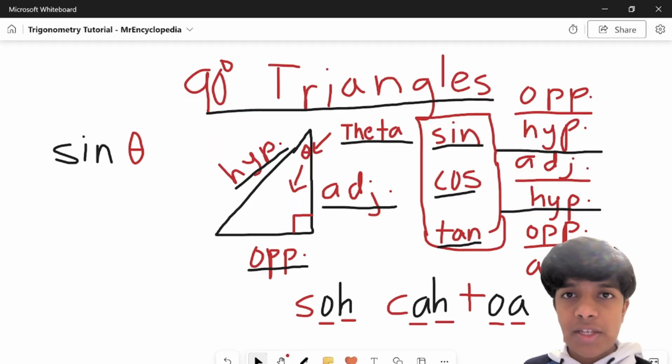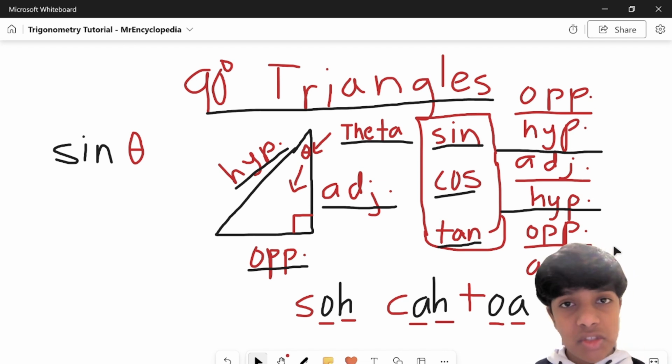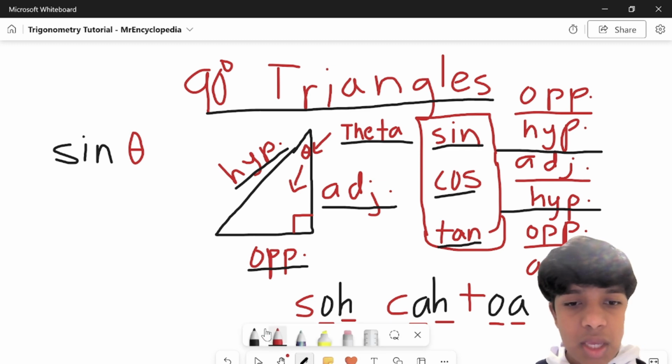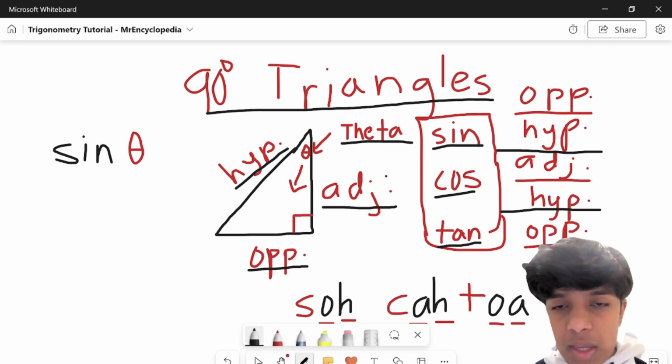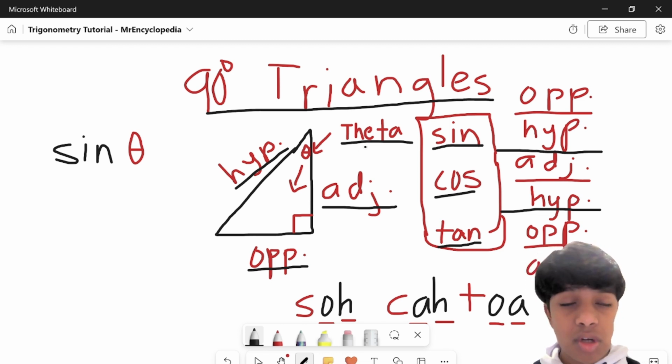First off, we have to define what trigonometry actually is. Trigonometry is essentially the geometry of right triangles, otherwise known as 90-degree triangles, as I've written over here. Now let's dive into a basic diagram of the structure of trigonometry, or trigonometric right triangles.